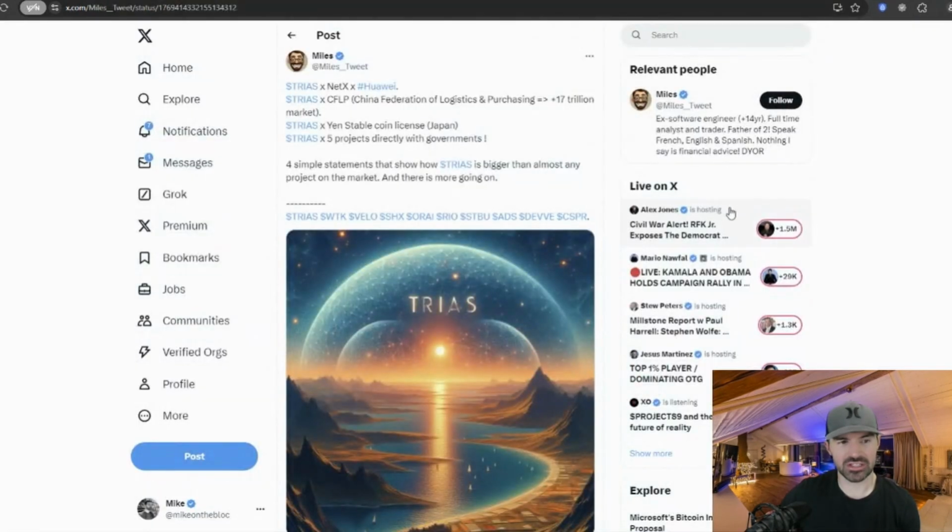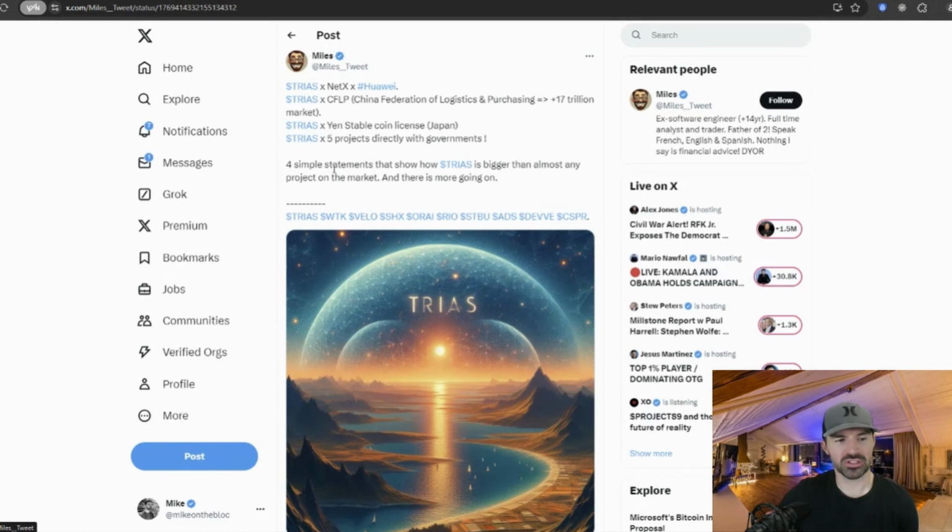So here are some reasons to be bullish about Trias going into 2025. Trias and NetX have partnered with Huawei. Trias has a partnership with the Chinese Federation of Logistics and Purchasing. This is worth over $17 trillion. And you have to understand, China is the world's factory. Like everything is made in China. So for Trias to have a partnership with the China Federation, well, this is huge. And they also have a yen stablecoin license with Japan. So Trias then has 5 projects directly with governments. This just goes to show the amount of trust they have in the Trias project.